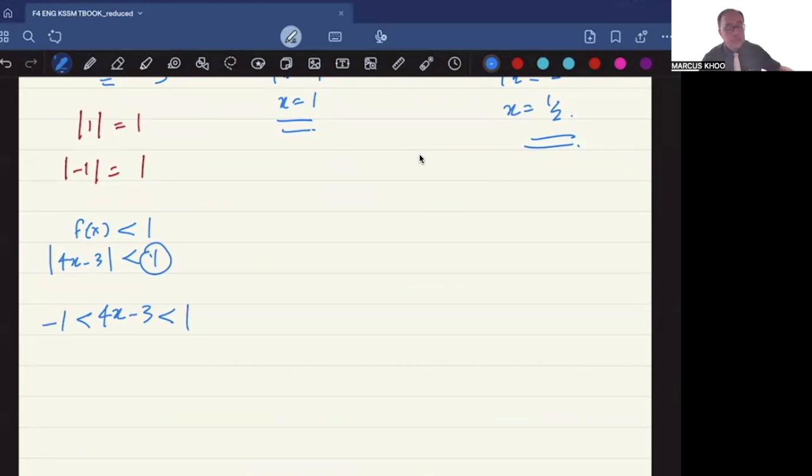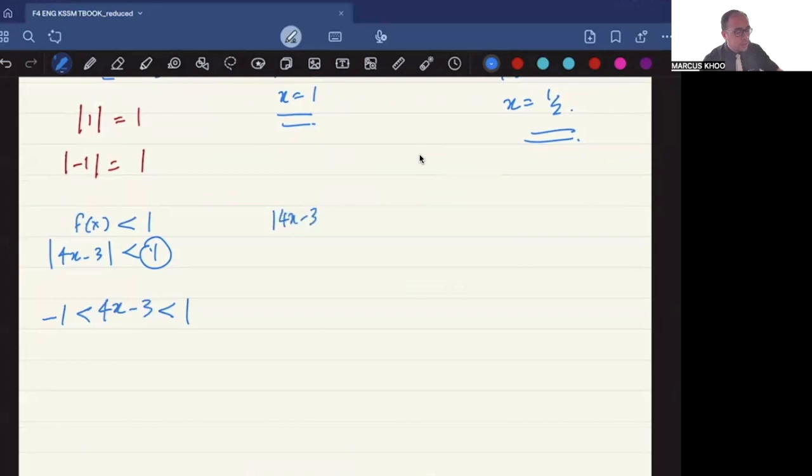If this number is, let's say, 4, for example, modulus of 4x minus 3 is less than 4. So when you open the modulus, it becomes negative 4 less than 4x minus 3 less than 4. That's the idea behind this.